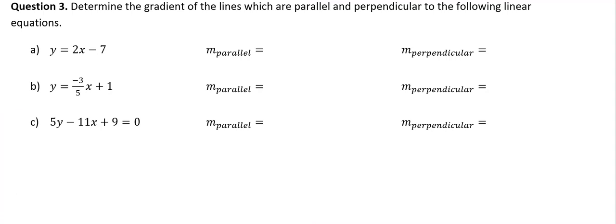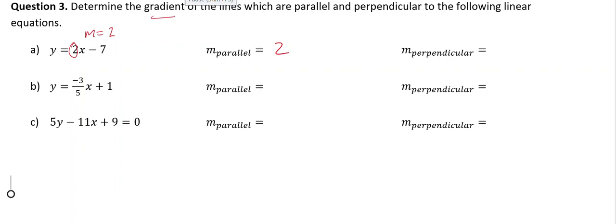Okay, this time we've been asked to determine the gradient of the lines which are parallel and perpendicular to the following linear equations. So we're only interested in the gradient of these lines. So remember, first thing is just looking and saying, well, what's the gradient of that line? The gradient of the first line is 2, because that's the x coefficient. So the line that's going to be parallel to that will have the same gradient. So the line parallel is just simply going to have a gradient of 2 as well.